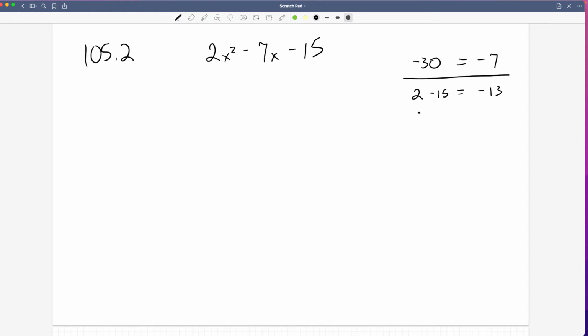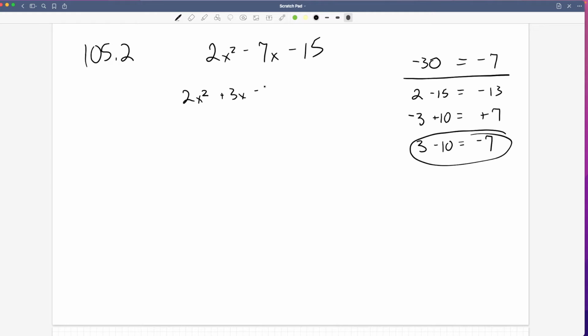We have -3 times +10. That's going to be a +7. Uh-oh, I think that might work if I swap it. So let's do +3 and a -10. Yeah, that's the one we want right here. Okay, so we are going to bring this out and say 2x squared plus 3x minus 10x minus 15.